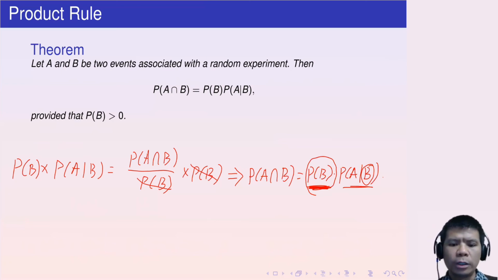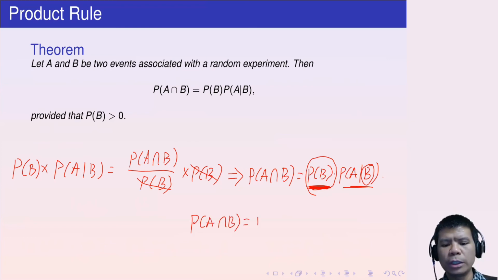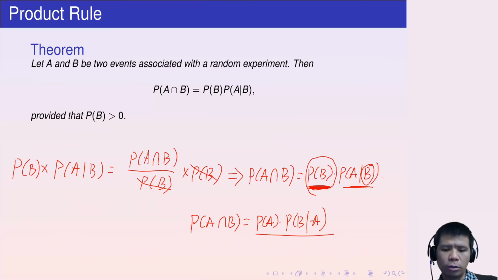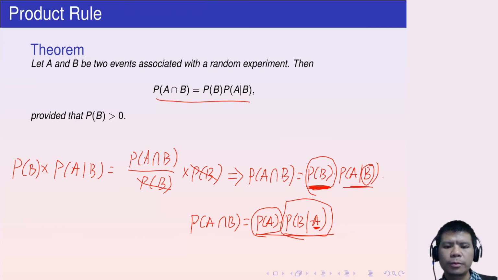You can also write the probability of A intersect B. If you're using A in the front, then this should be B given A. This is also true. The key is that in the front should be the probability of the event that serves as the condition, and then times the conditional probability. This is the product rule.